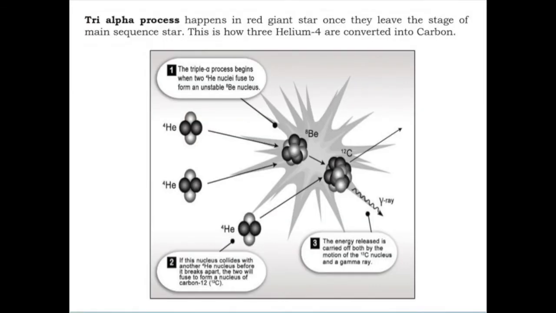The triple-alpha process happens in a red giant star once it leaves the main sequence stage. This is how 3 helium-4 nuclei are converted into carbon. The triple-alpha process begins when two helium nuclei fuse to form an unstable beryllium nucleus. If this nucleus collides with another helium nucleus before it breaks apart, the two will fuse to form a nucleus of carbon-12. The energy released is carried off both by the motion of the carbon nucleus and a gamma ray.